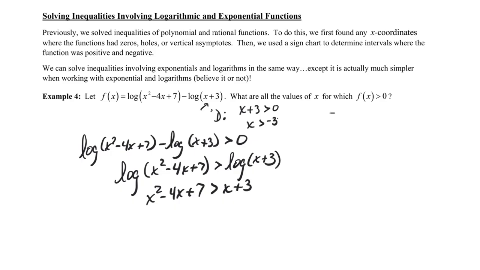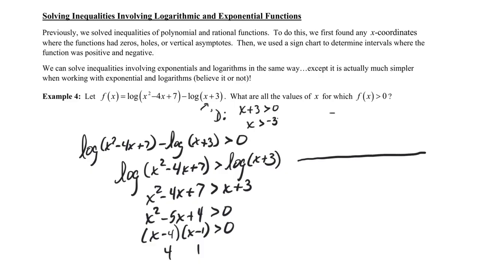Since I got x squareds and x's, we're going to move everything over to one side, and that's going to give me x squared minus 5x plus 4 greater than 0. And that's factorable: x minus 4 and x minus 1 greater than 0. So we have a 4 and a 1. Okay, so let's make our chart. Here's our line. I want to talk about this guy. We have to put him on there, so we put negative 3 right there. And then let's put our other guys on there, 1 and 4.